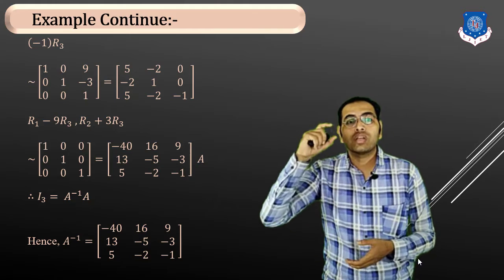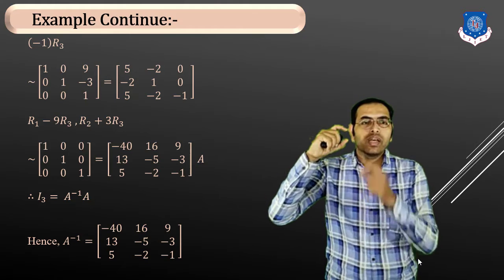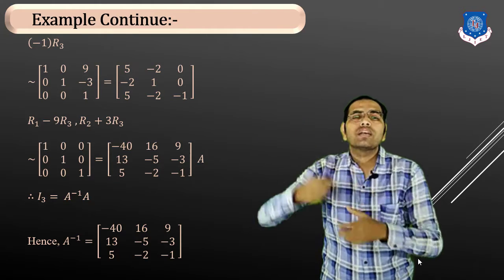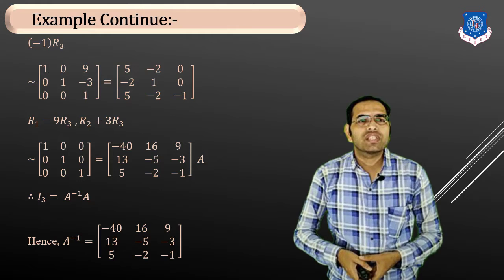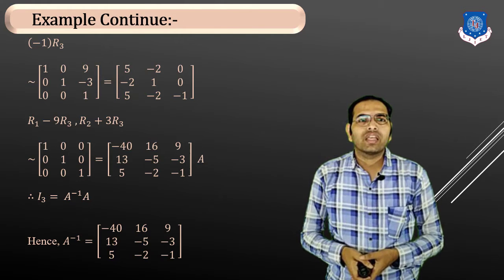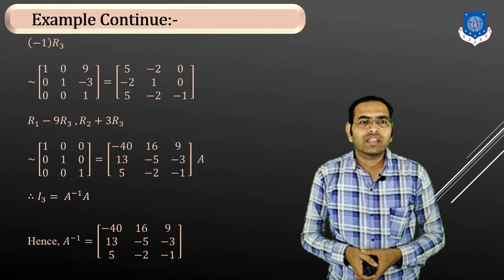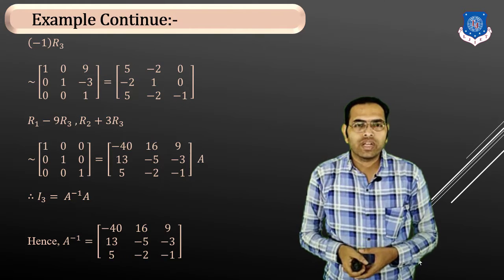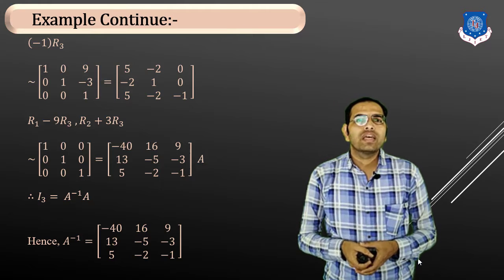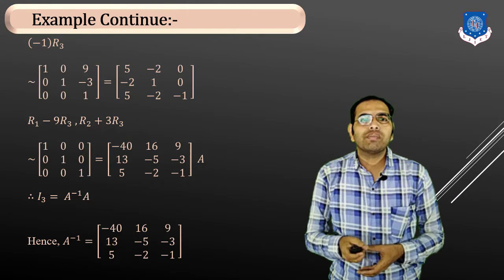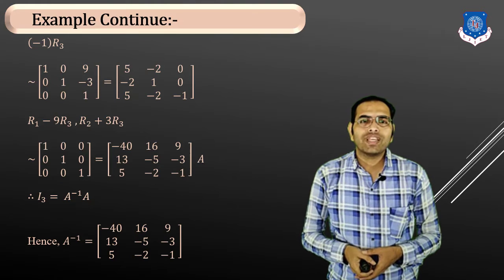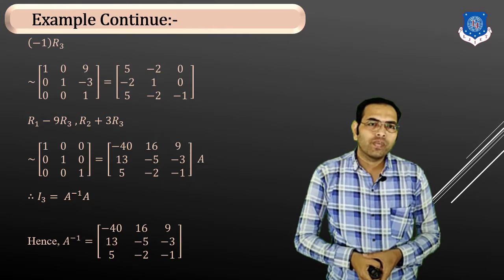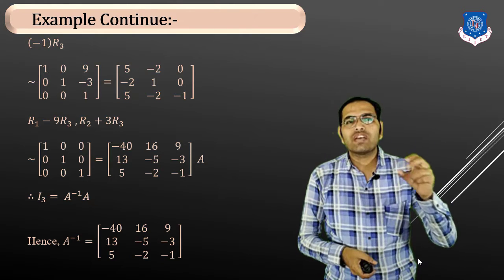Now the third column has a leading 1, and with its help we make the entries above it 0. For that, apply the row operations R1 minus 9R3 and R2 plus 3R3. Our matrix becomes [1 0 0; 0 1 0; 0 0 1] = [-40 16 9; 13 -5 -3; 5 -2 -1] into A. That is exactly the reduced row equivalent form, in the form I3 equals A inverse into A.